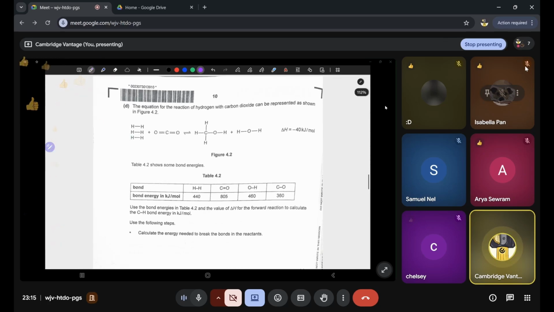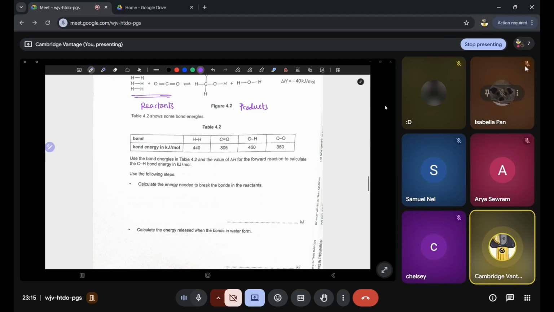All right, so now we have a question related to bond energies. Let's see. The equation of the reaction of hydrogen with carbon dioxide can be represented as shown in figure 4.2. So these are the reactants, and these are the products. And it's the same reaction as the first one. We have different bonds and their bond energies are provided as well. Use the bond energies in table 4.2 and the value of enthalpy change for the forward reaction to calculate the C-H bond energy in kilojoule per mole.